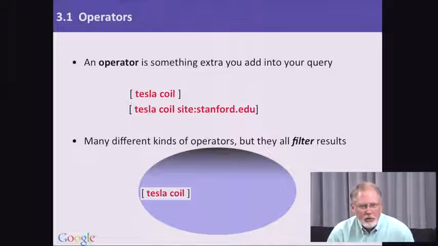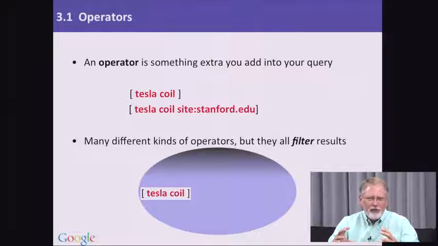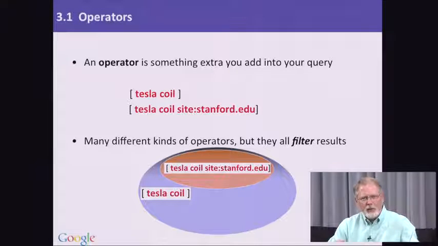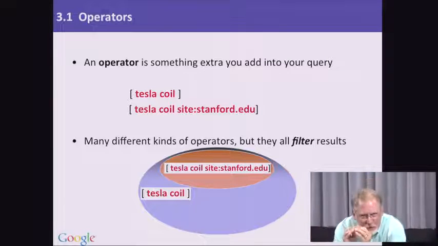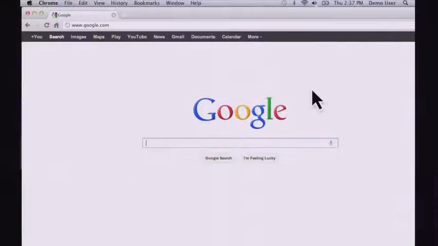Here's the key idea to remember about the way operators work. You can imagine this giant blob of all the results for the search Tesla coil. When you add in an operator like site:stanford.edu, what it's doing is giving you a subset, a restricted set of those results. What it effectively is doing is saying, here's the entire space of all possible results. Now just give me the ones from just this site. This is a really powerful operation, and I want to make sure you understand it.